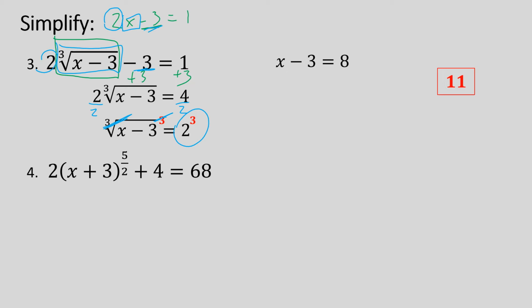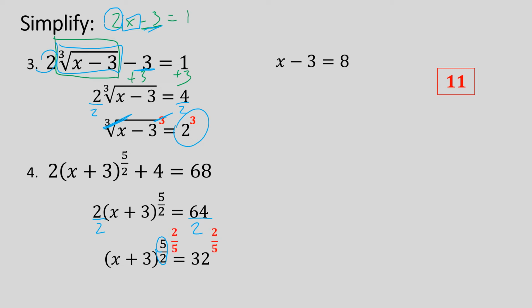Same idea in number 4. Subtract that 4, we get 64. Divide by 2 next, we get 32. So now we have this weird root. It's to the 5/2 power. And the opposite of the 5/2 power is just the reciprocal of 5/2. So let's raise everything to the 2/5 power. Because if we did that, we'd have to multiply these exponents. 5 times 2 on the top is 10. 2 times 5 on the bottom is 10. And this would end up as x plus 3 to the 1st power. That's what we want.